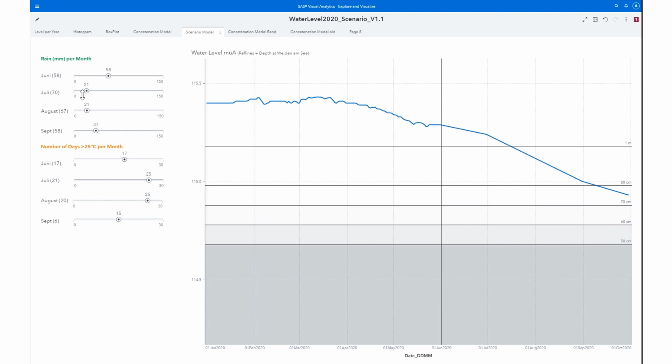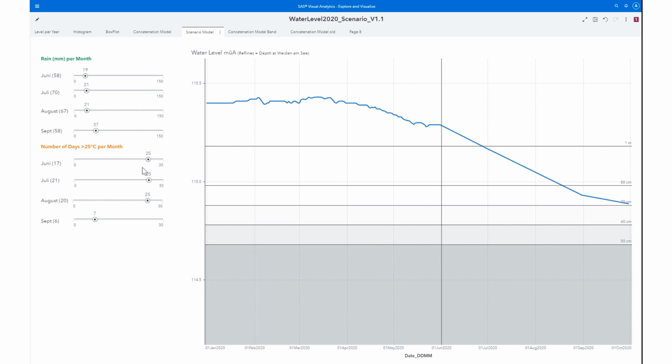So these settings allow you to study certain scenarios. What might be a worst case scenario? A very hot June with a lot of very warm days from now until the end of August, not a lot of rain until the end of August, and maybe then an average September. We see that this would bring us down to 70 centimeters, an extremely low level of water.